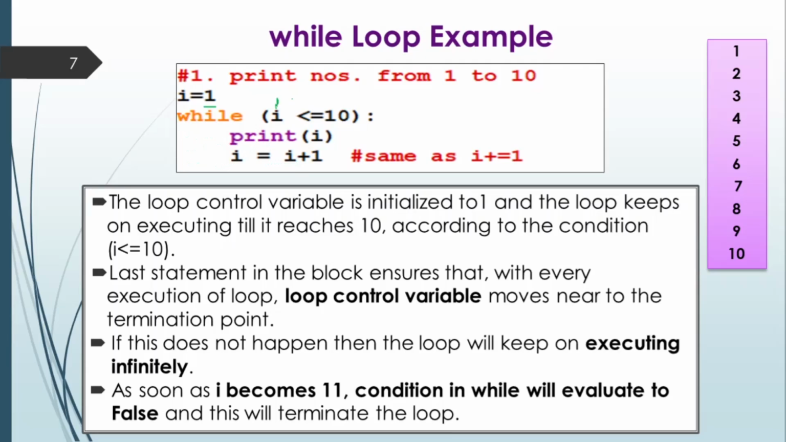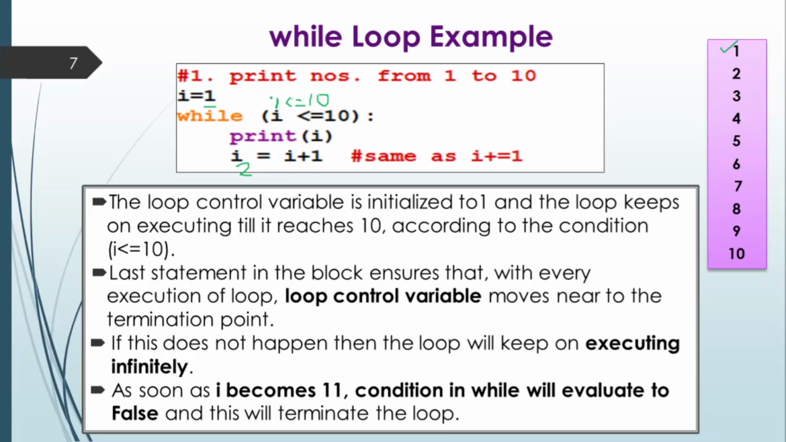So first the condition is evaluated as 1 less than or equal to 10. Since the condition is true, these two statements will be executed. The value will be printed as 1. Then the loop control variable is updated and the value of i becomes 2.